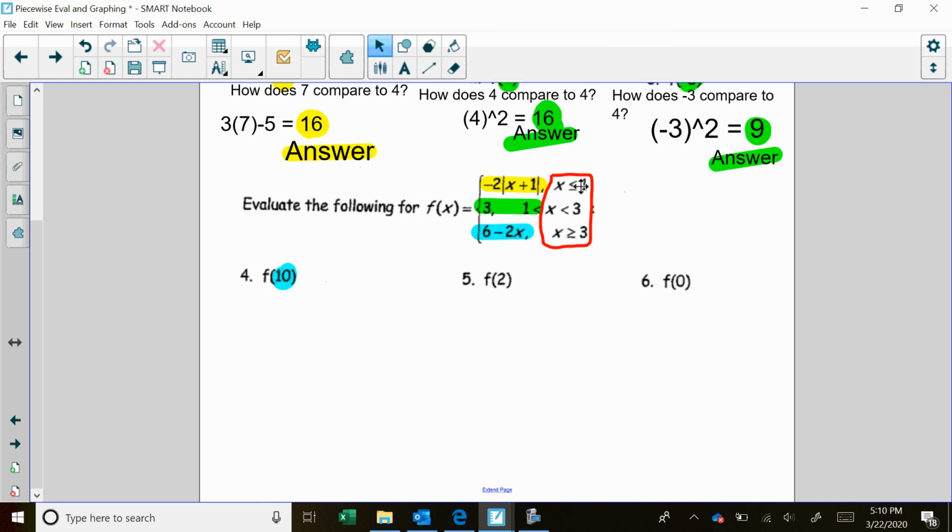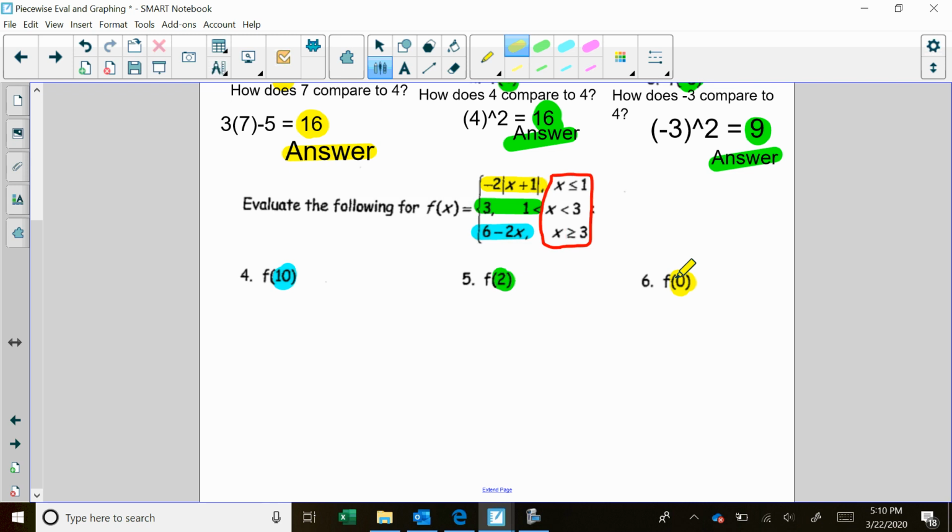Is 2 less than or equal to 1? No, it's not. Is 2 less than 3? Yes, it is. So we're going to use the green part for number 5. Okay, last one. Over here, number 6. 0. Is 0 less than or equal to 1? Yes, it is. 0 is less than or equal to 1. So we'll use the yellow part for that part of the function.